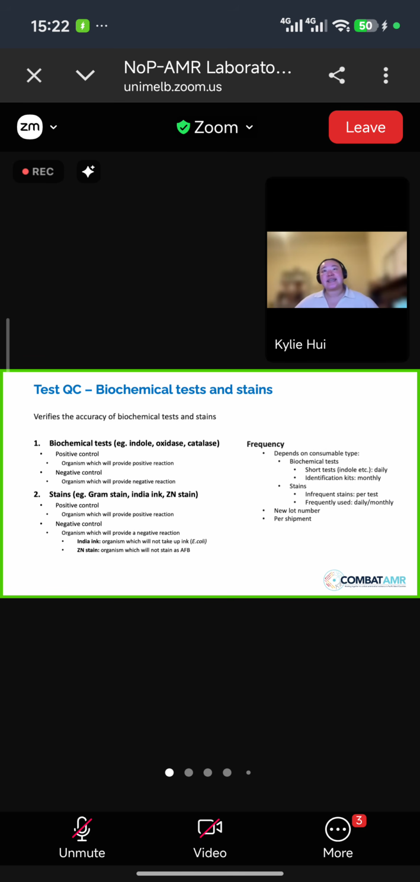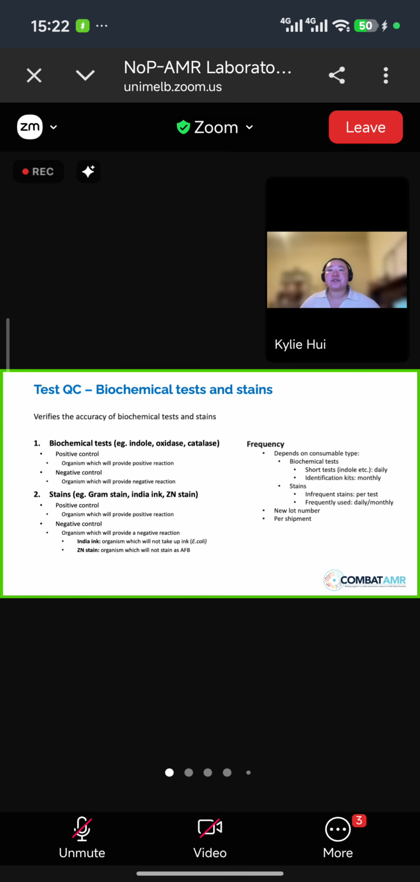things like indole, oxidase, or catalase, and it's really important to have a positive control because these are organisms which will provide your positive reaction, and then a negative control, which will be organisms that will provide a negative or no reaction. And so with most of these tests, they come with a package insert that will tell you the ideal positive and negative control. But if it's absent, then we can just do some research and see which ones are always positive and which ones are always negative. Stains are a little bit different.